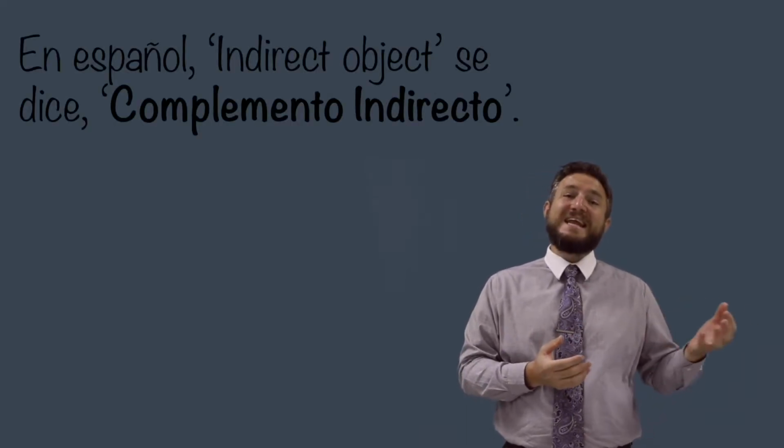Maybe, instead of being hungry, Jose really likes Anna. And so he doesn't eat the apple. Maybe he gives it to her as a token of his feelings for her. To handle this complex relational dilemma, we have to use indirect object pronouns, or complementos indirectos.